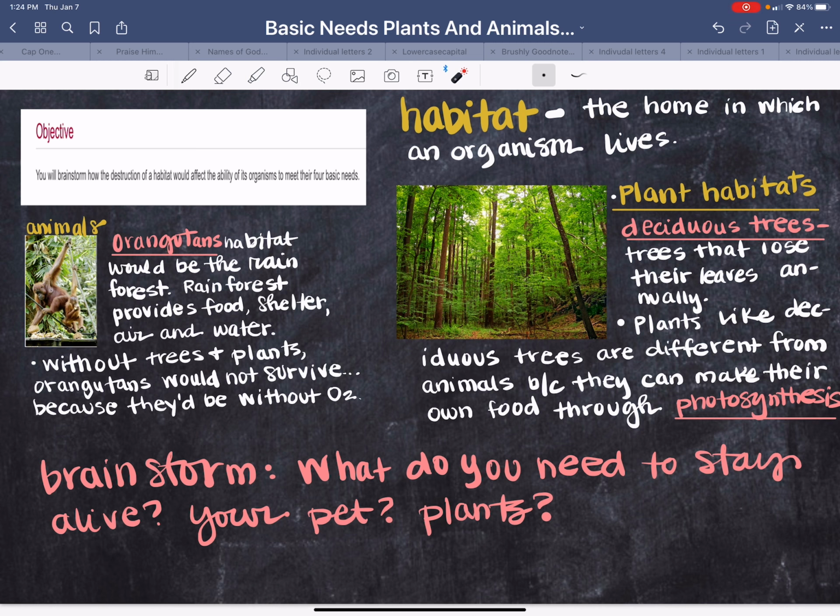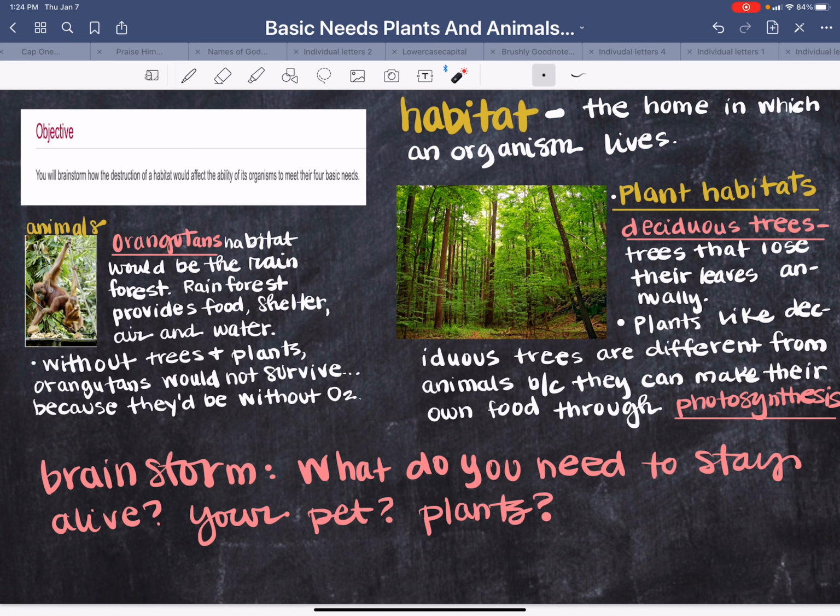So to sum everything up, a habitat is the home in which an organism lives. The orangutan lives in a rainforest. And the rainforest gives them everything they need to survive. They have food and shelter and water and air. And without trees and plants, the orangutans wouldn't survive because the trees and plants are what give them the air to breathe.